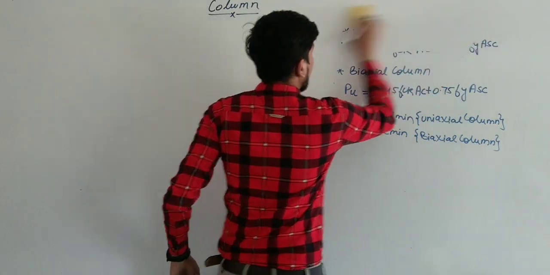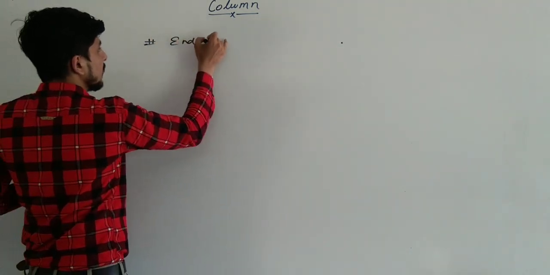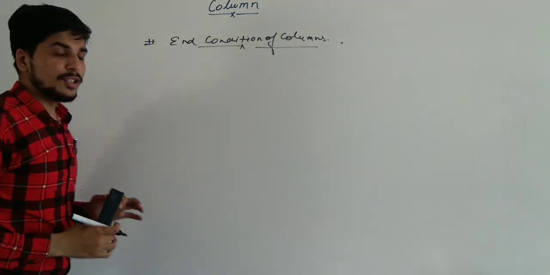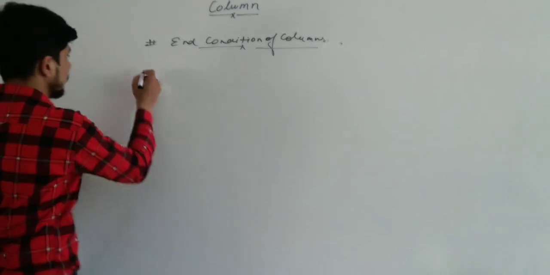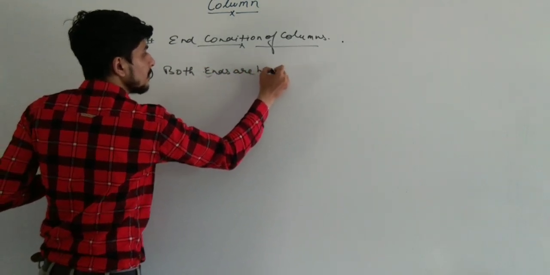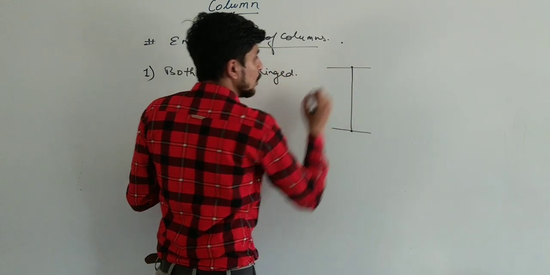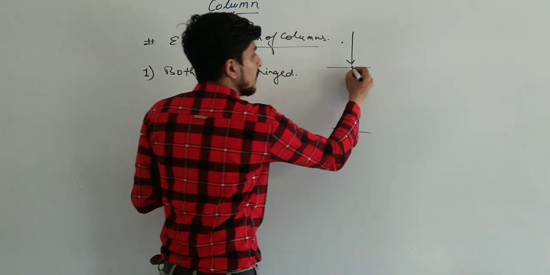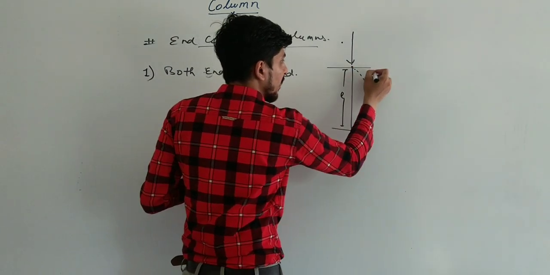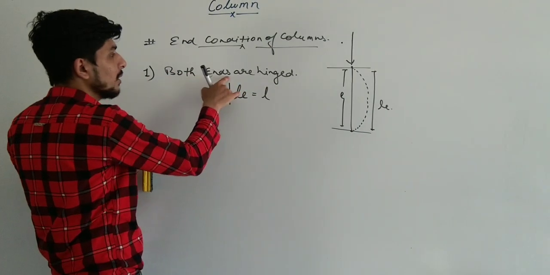Now next, we will determine the end conditions of the column. This is a basic condition. In the end conditions of a column, we have four types. First is both ends hinged. Both side ends hinged means, for example, this is a column and both sides are hinged. If we apply the load on a particular column, the column will bend, and the effective length will look like this. This is the actual length L and this is the effective length LE. The formula for effective length in the case of both ends hinged is LE equals L.